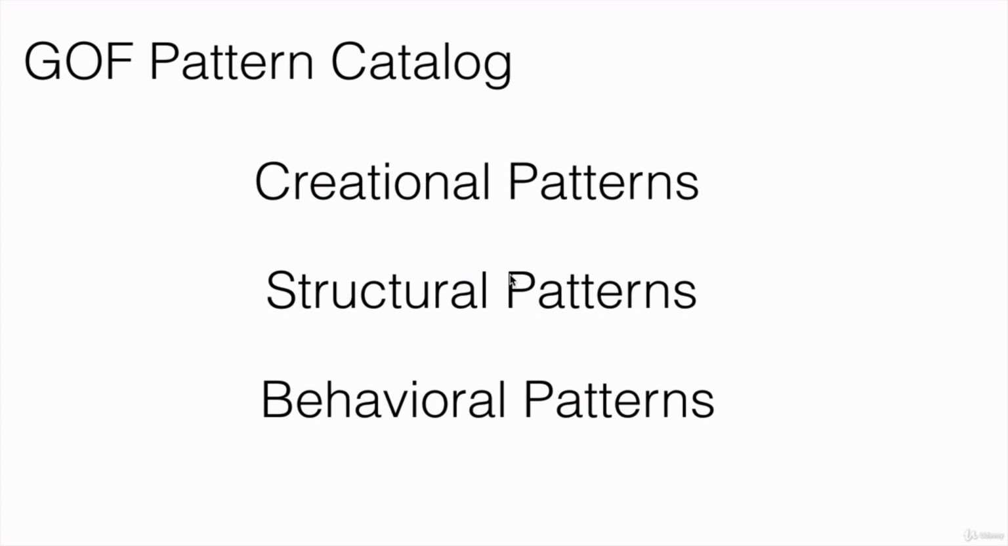The structural patterns, as the name itself says, provide a manner to define relationships between classes. So the structural patterns, we use them when we want to define different types of relations among the classes that we create. Finally, the behavioral patterns, again, as the name itself says, define how the communication should happen among classes and objects. There are multiple patterns under each of these catalogs.